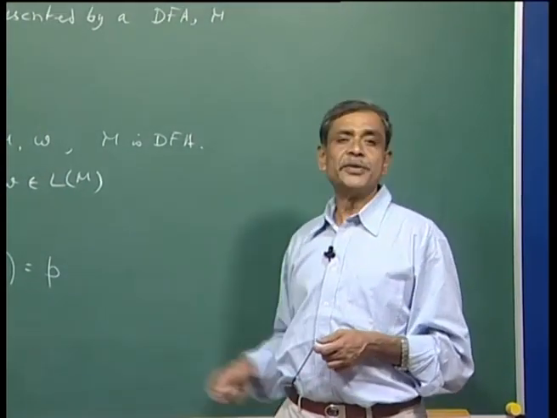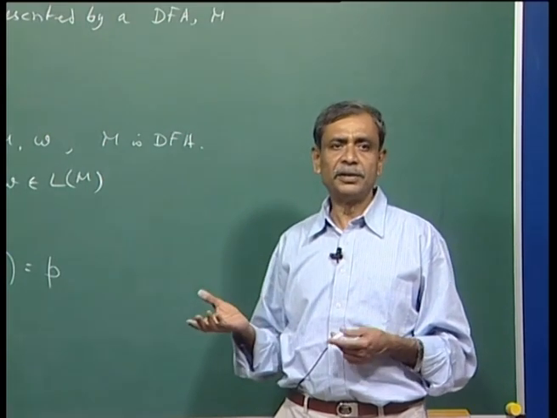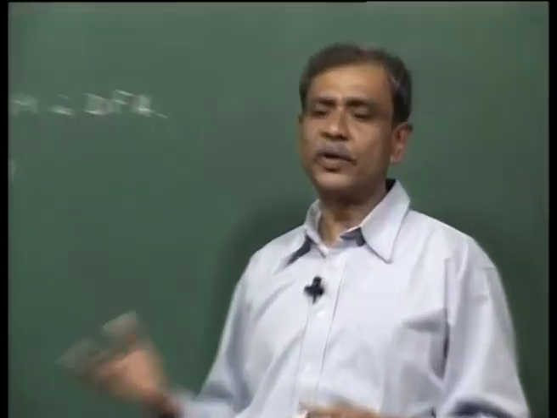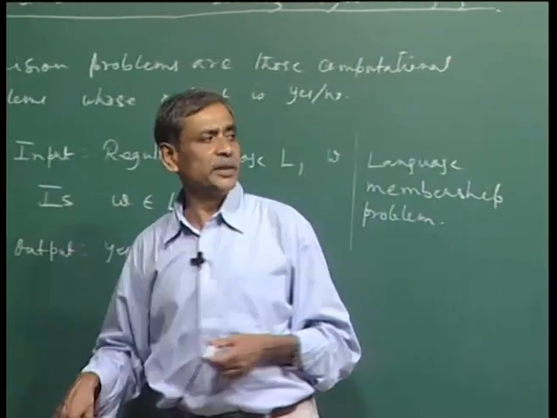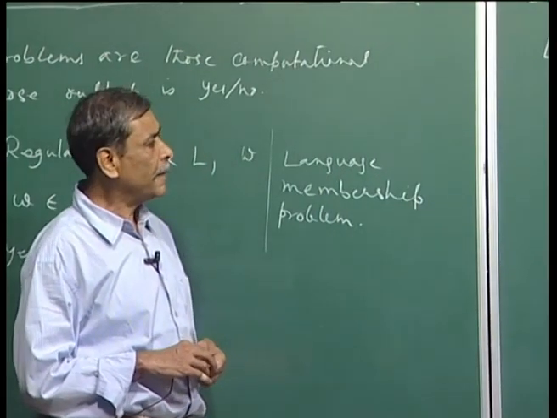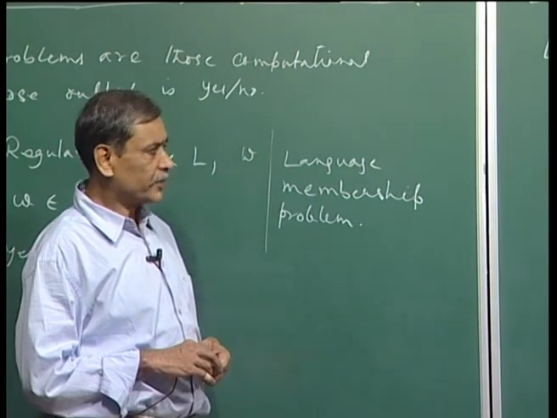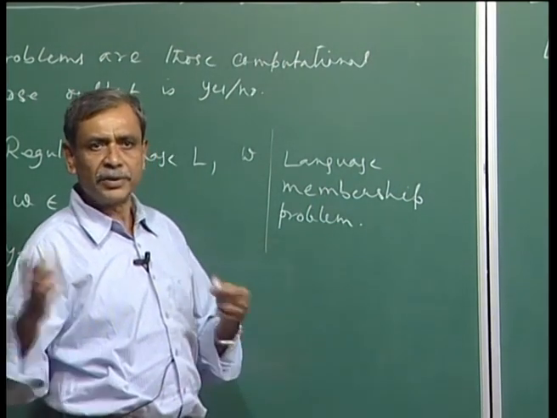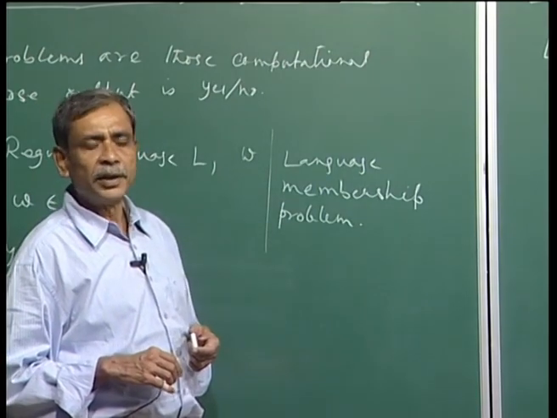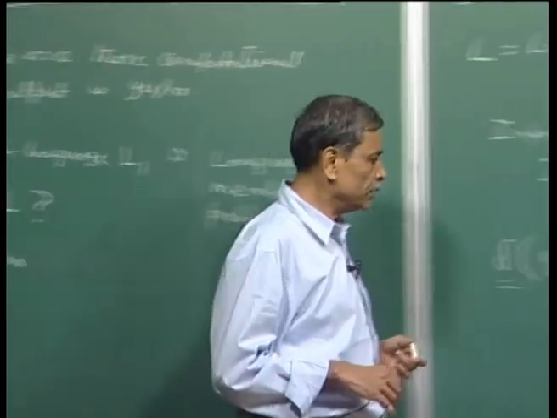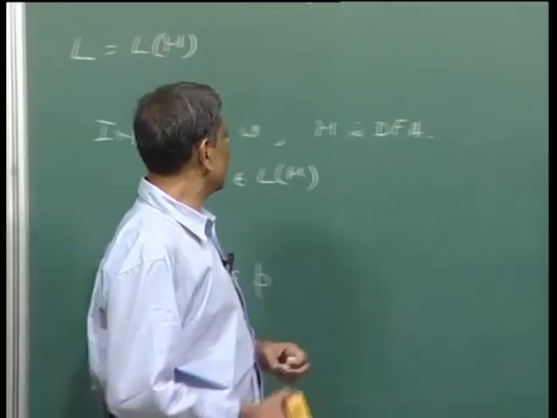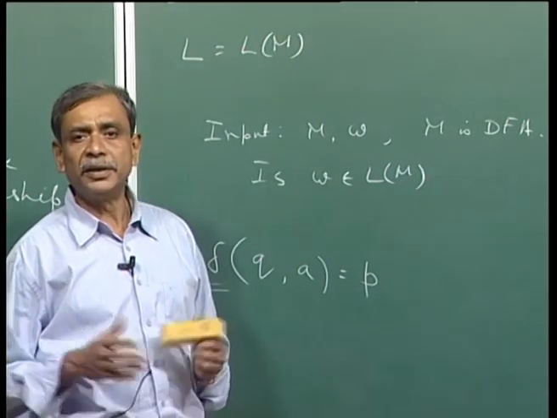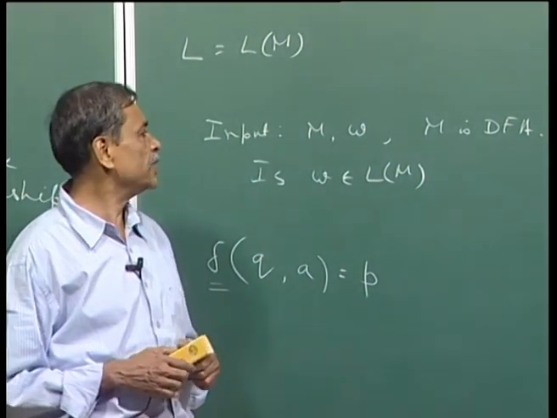till the string is over, and at that time if the state is one of the final states of the machine M, then the string is accepted. We give the answer yes, it is in the language, otherwise we say the string is not in the language and therefore the answer is no. It is therefore quite straightforward, the algorithm for the membership decision problem when the language is given as a DFA.